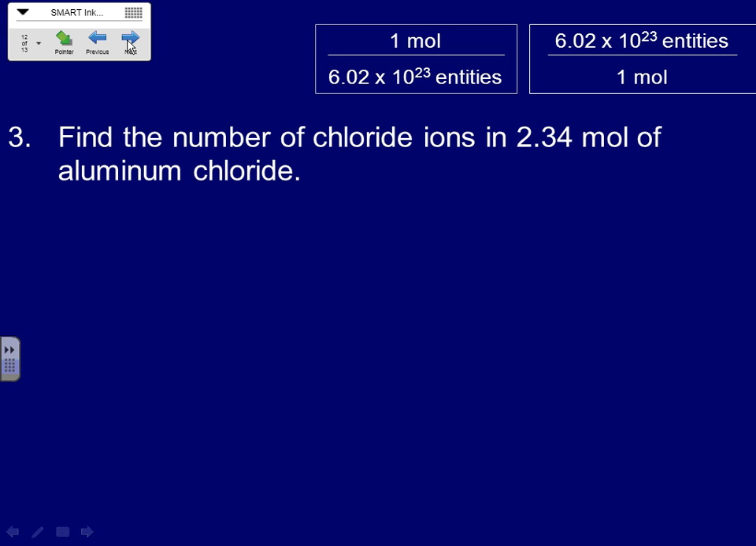So, again, always start by writing down what you have. In this case, I have 2.34 moles. Yep, moles of aluminum chloride. I need a formula for aluminum chloride. Again, I always say I have that periodic table nearby.